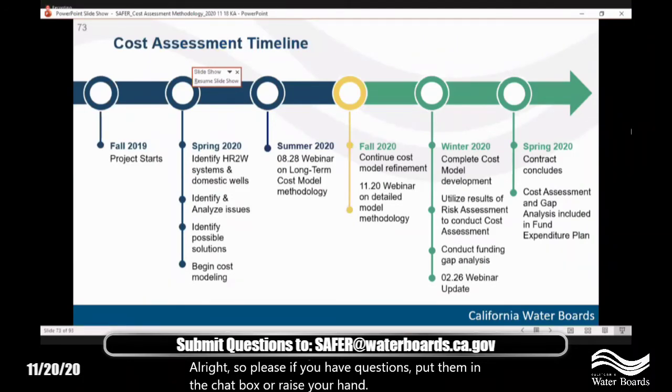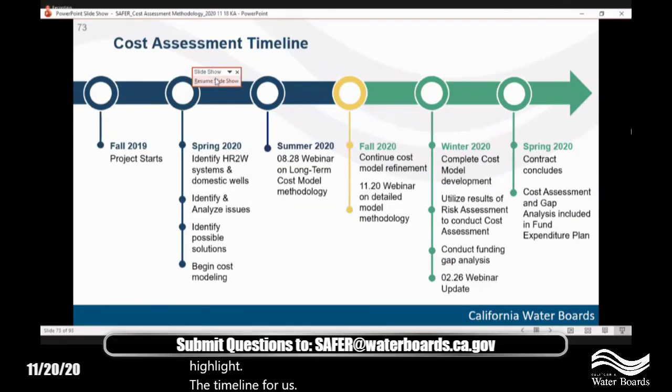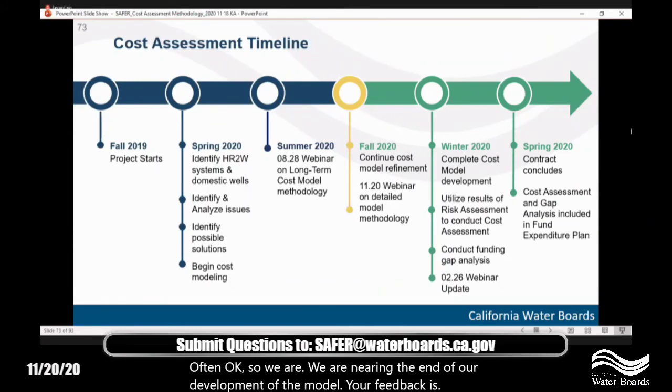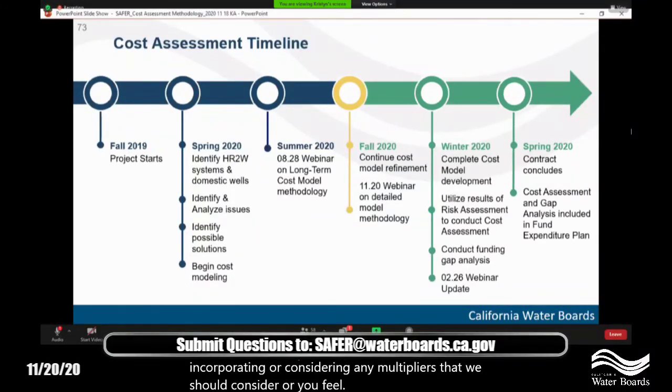While you're considering your questions for us, I just wanted to highlight the timeline for us moving forward with the cost assessment. Can you all see my timeline? Yes, we see it. Awesome. Okay. So we are nearing the end of our development of the model. Your feedback is critical. We really encourage you to reach out to us if you have ideas on how the model can be improved, if there are cost estimates or numbers that we should be incorporating, or any multipliers that we should consider or adjust. Again, please feel free to reach out to us with your thoughts and ideas.